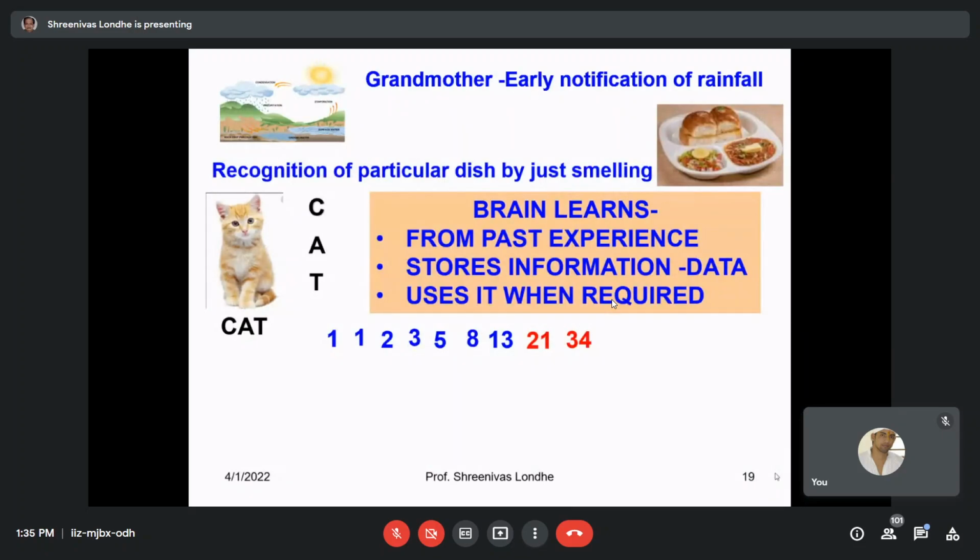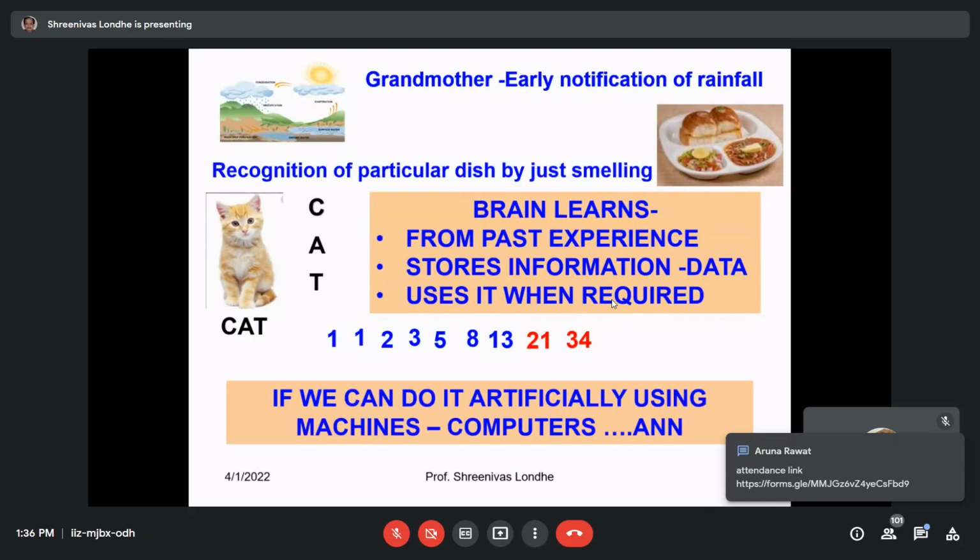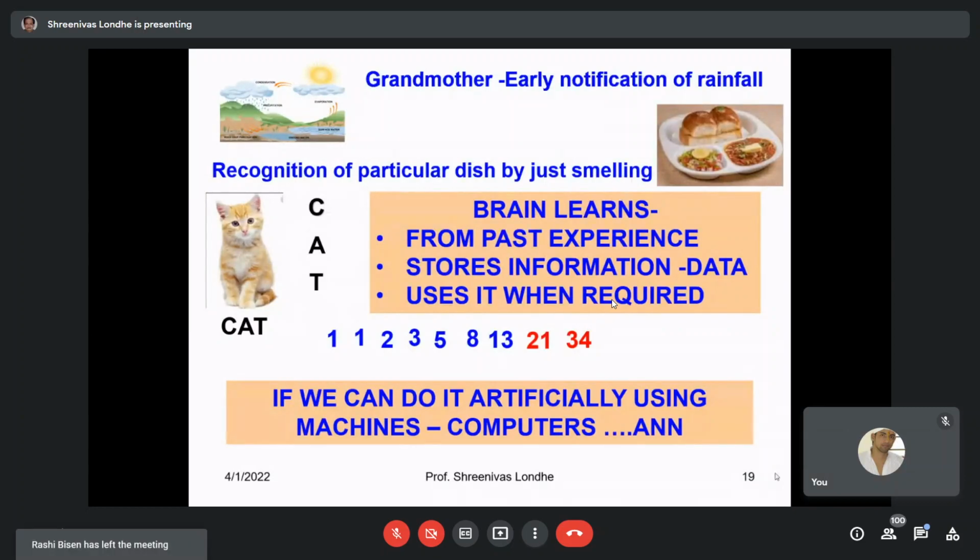Whatever data is stored in the brain works on earlier experiences. All of this is there in the brain. So can we use all these capacities of the human brain in machines? If we can do this artificially using machines or computers, this is nothing but the artificial neural network.